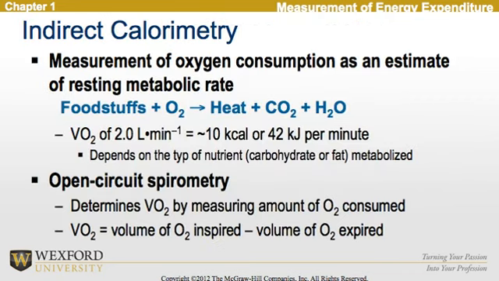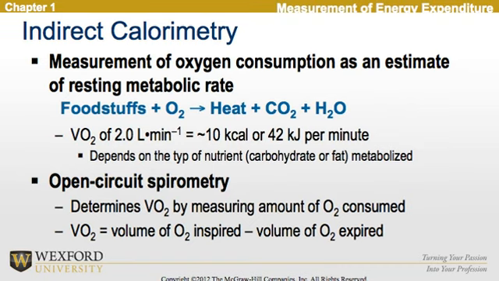For indirect calorimetry, we have a measurement of oxygen consumption as an estimate of metabolic rate, where foodstuffs plus oxygen is equal to heat plus carbon dioxide plus H2O water. So a VO2 of 2.0 liters per minute is equal to approximately 10 kilocalories or 42 kilojoules per minute. Now this depends on the type of nutrient, carbohydrates or fats, that are metabolized.